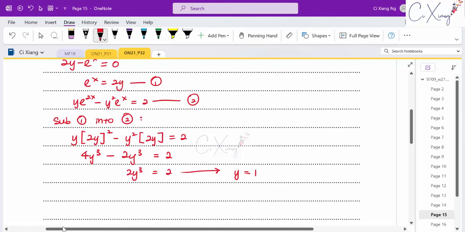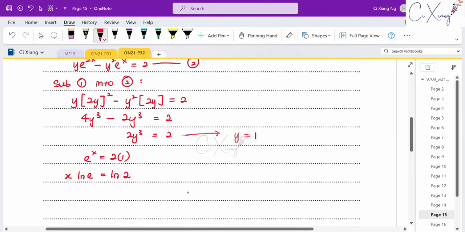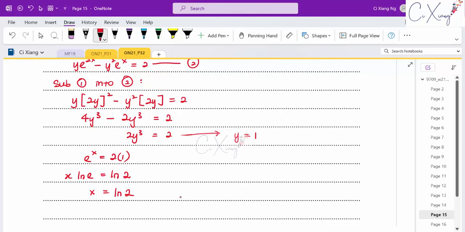So for me, equation number 1 is more straightforward. So I will substitute it into this equation, e power x equals to 2 times 1. So to get the x, I have to take ln both sides. Okay, and now from here, I can get the value for x, which is ln 2. Okay, so now you can see very clearly that I successfully get the coordinate for the y and also coordinate for x.